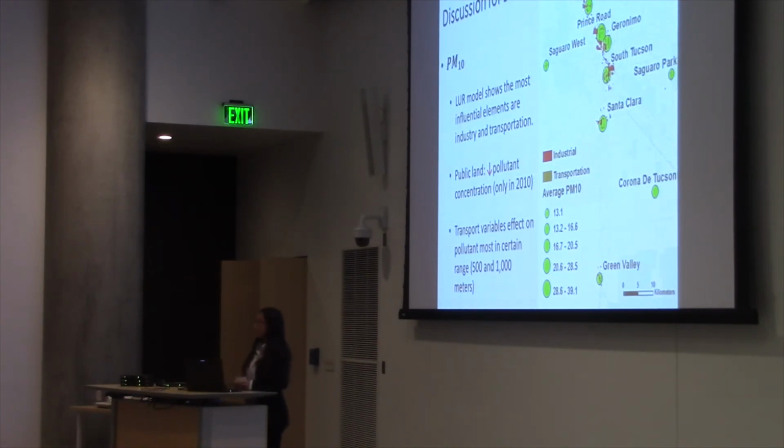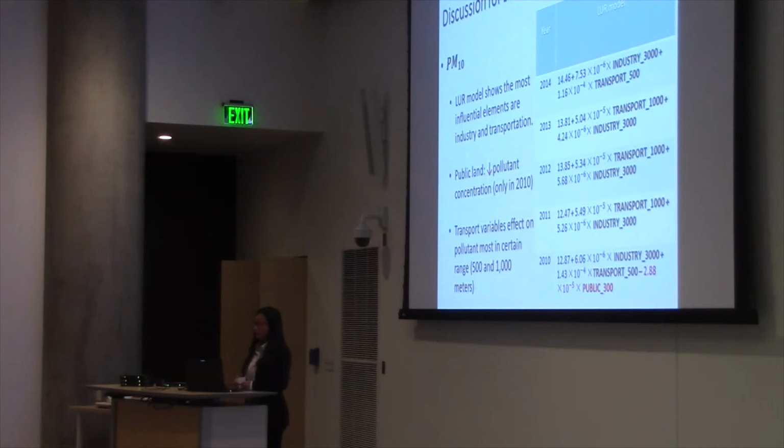The model results for PM10 show that the most influential elements are industry and transportation. Public land reduces pollutant concentration, but it's only obvious in 2010. Transportation variables affect pollutants mostly in a certain range, between buffers of 500 meters and 1,000 meters.